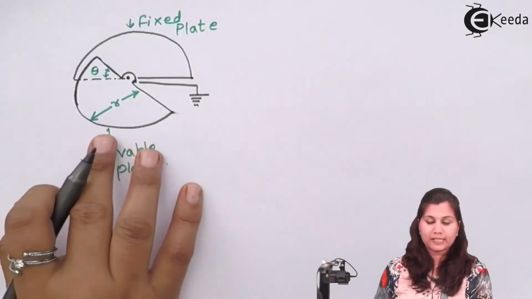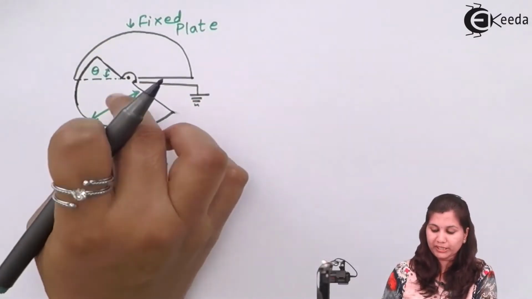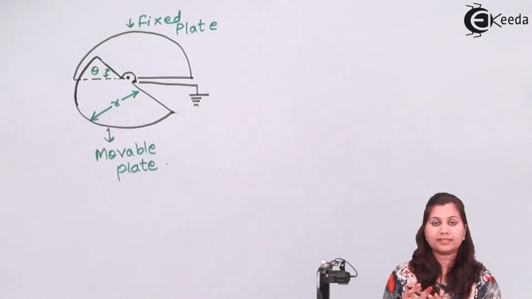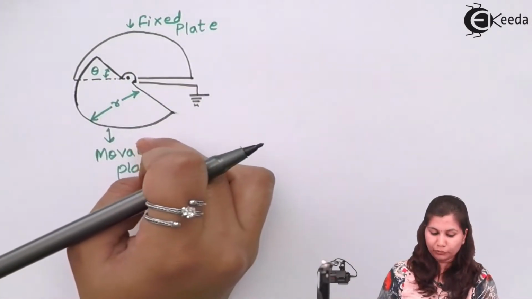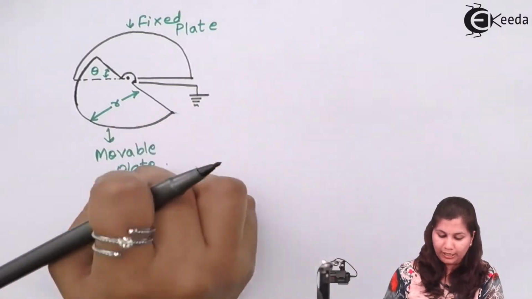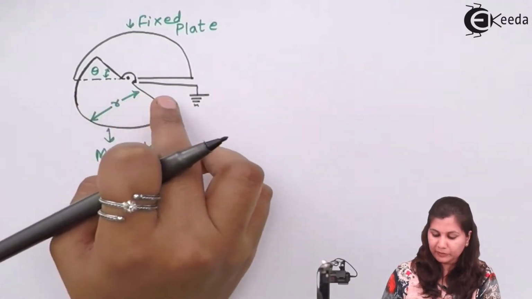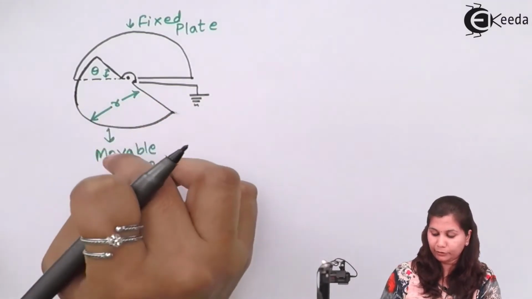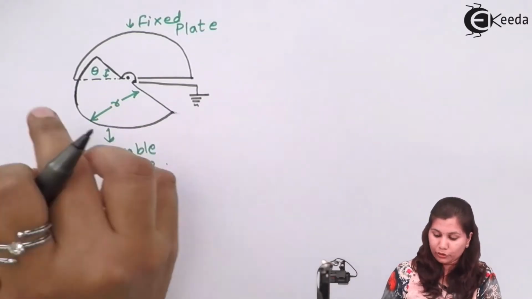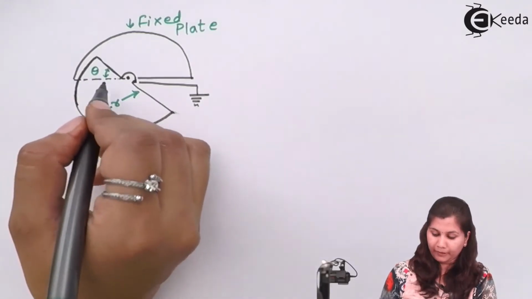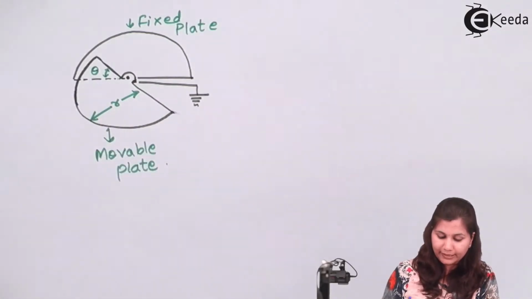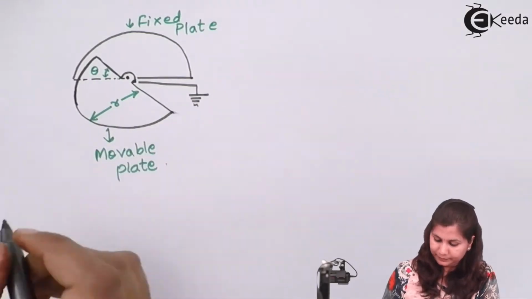So for angular displacement, we are going to use the capacitor plates which are in the form of a disc. One plate is fixed and another is the movable plate. The angular displacement which we want to measure is applied to this movable plate. So we are going to measure this angular displacement theta.